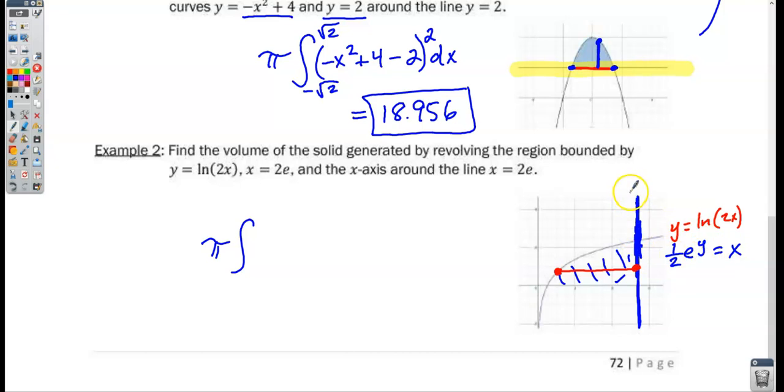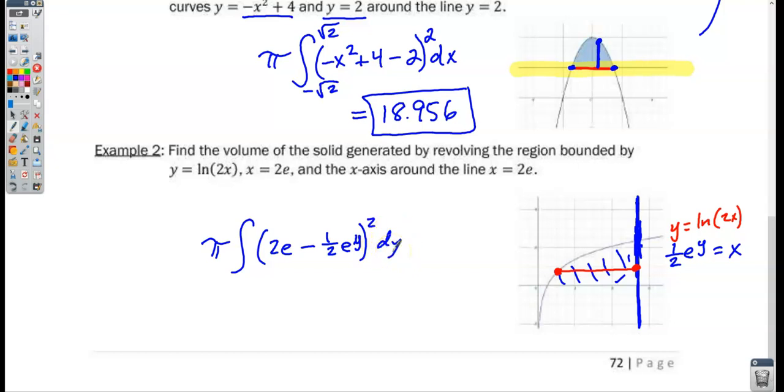And this is the line x equals 2e. So the distance from here to here, this point is on the line x equals 2e, so that's going to be 2e minus, and this point is on the curve x equals 1/2 e to the y. So that's going to be my radius for this solid. So I square that with respect to y.